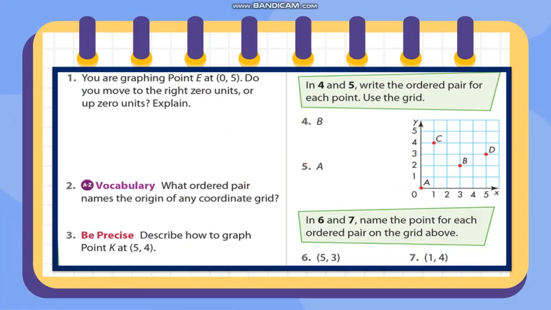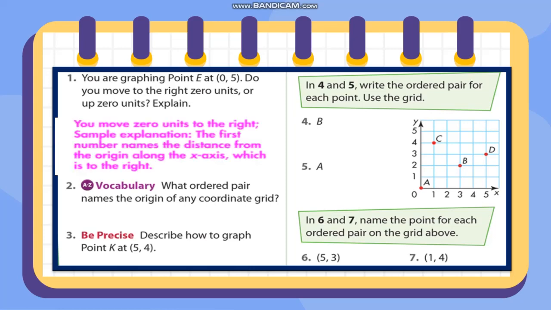Next, you are graphing point E at 0, 5. Do you move to the right 0 units or up 0 units? Explain. You move 0 units to the right. Why? Because the first number names the distance from the origin along the x-axis, which is to the right. So 0 is your x-coordinate and 5 is your y-coordinate. Remember that one.